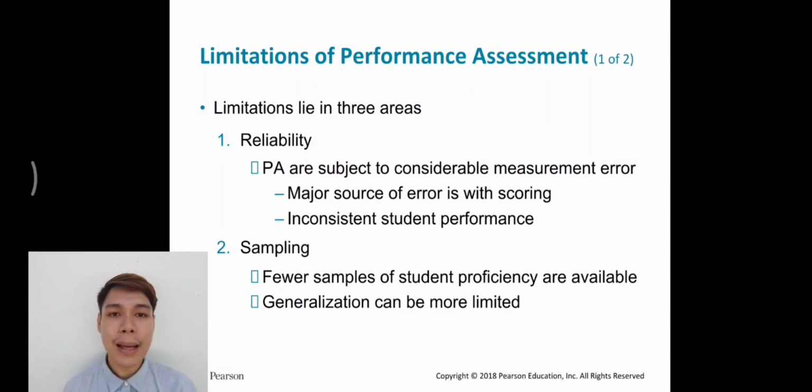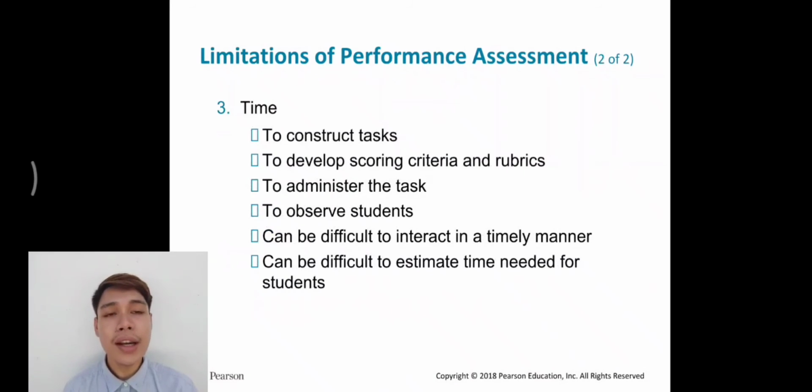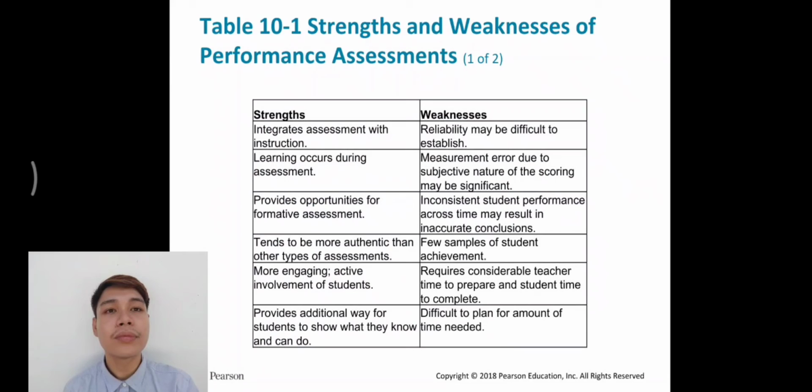The next one, sampling. Fewer samples of students' proficiency are available and generalization can be more limited. 3. Time. To construct tasks, to develop scoring criteria and rubrics, to administer the tasks, to observe students, and it can be difficult to interact in a timely manner and difficult to estimate time needed for students.